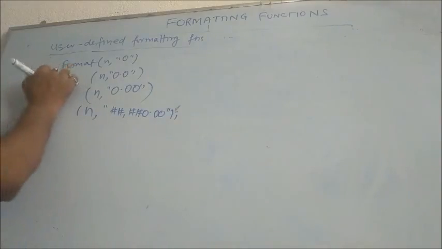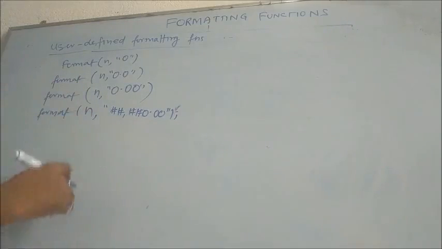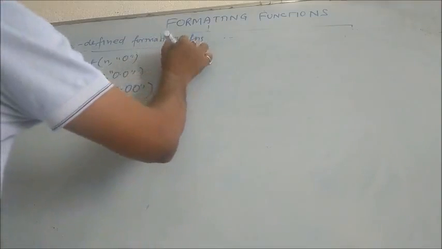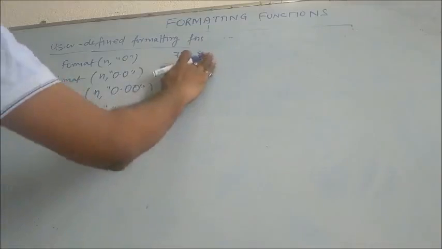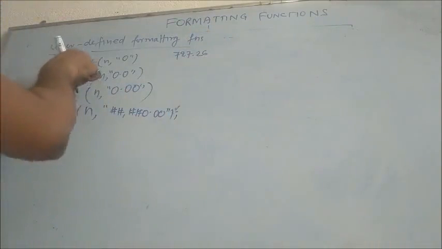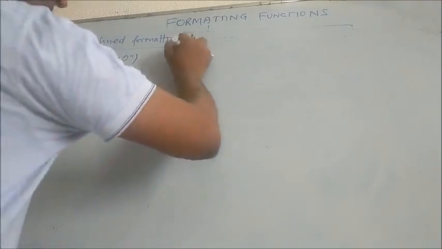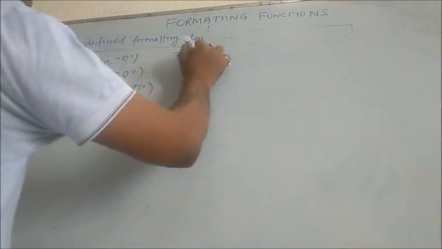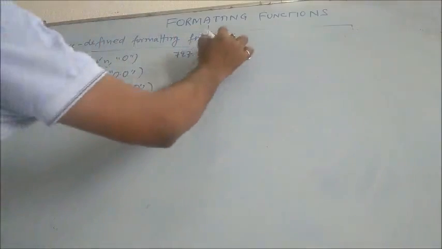So let's take the format, let's take the first one. Suppose n is equal to 727.26. This number should be represented only as 0, so how will the 0 be calculated? I will take this number, but remember you also have to look at the digit after it. If it is more than 5, then it will round up, otherwise it will remain as it is. So in this case, I will have 727.